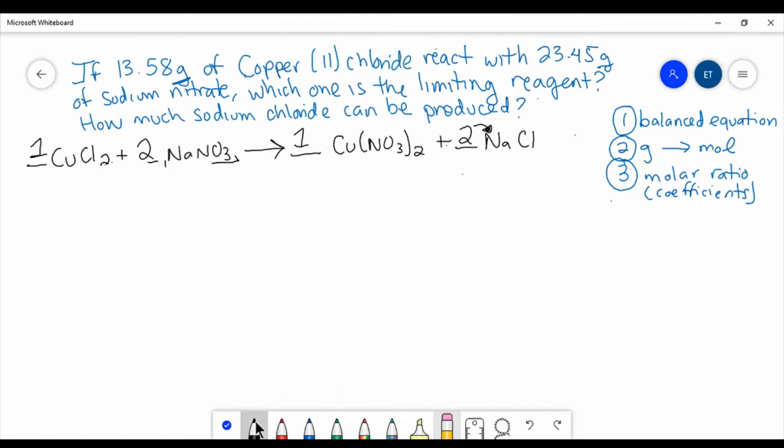Okay, so we already balanced the equation. Now we're going to convert grams to moles and then go to our molar ratio. I'm going to start with copper II chloride. I know that I have 13.58 grams of copper II chloride. Remember, you have to use the molar mass as a reference. Copper II chloride has a molar mass of about 134.5 grams per mole, okay?